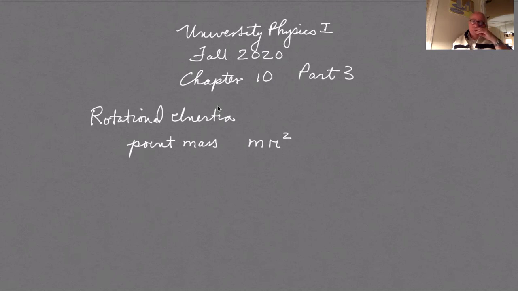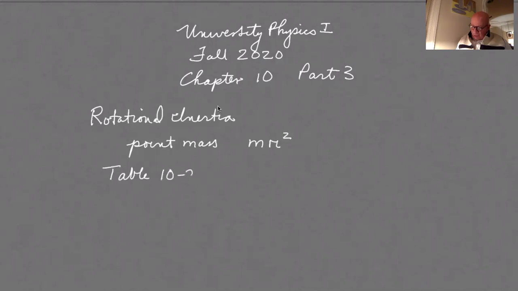I'm not going to go through how to calculate rotational inertia for continuous mass distributions. It involves somewhat serious calculus, but there is a table that I want you to be familiar with, table 10-2, which is a list of rotational inertias for various shapes.